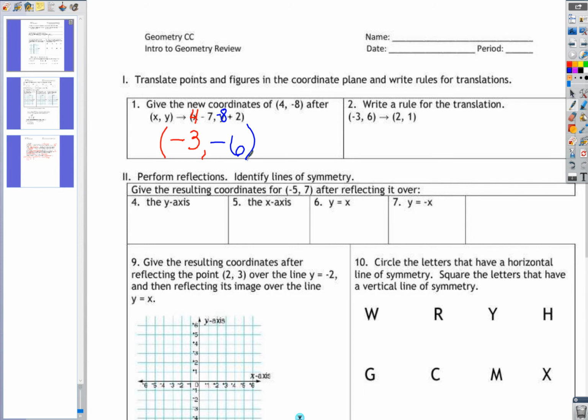Well, what about number 2? Now it wants me to write a rule for the translation. I know it's a translation, so I know it's going up, down, left, and right. I'm starting with negative 3, and I'm going to 2. So you need to ask yourself, negative 3 plus what number is going to equal 2? 5. I'm going to write it right beneath there. I know I'm going to be moving 5 because negative 3 plus 5 is 2. So that's the first part of my rule.